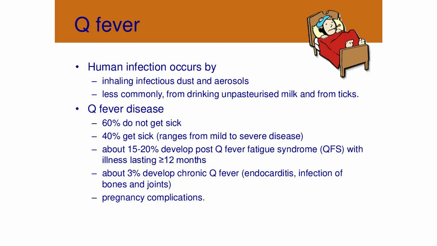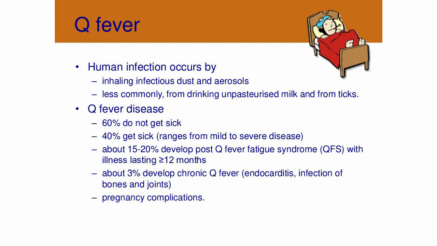About 3% of people develop chronic Q fever, and this is a condition where the bacteria continues to replicate. It's not suppressed by the immune system, and it causes ongoing infection. It most commonly presents as endocarditis. This is a serious condition causing infection of the heart valves. It can also present as an infection of the bones and joints. I've recently been involved in a Q fever investigation where a worker had serious chronic infection in their spine, requiring major surgery and prolonged rehabilitation.